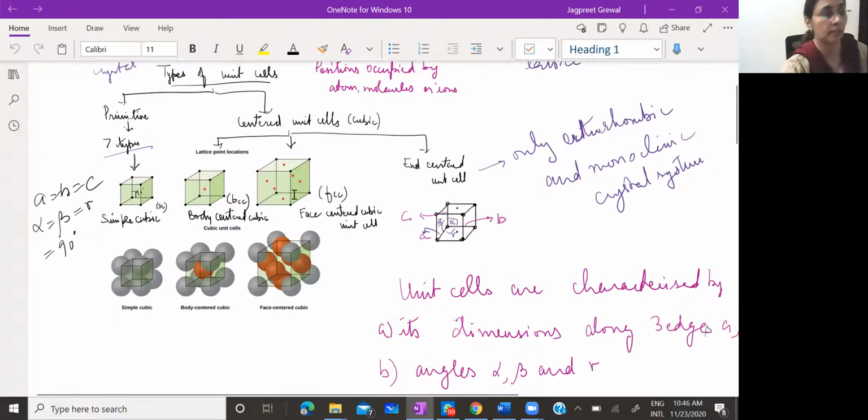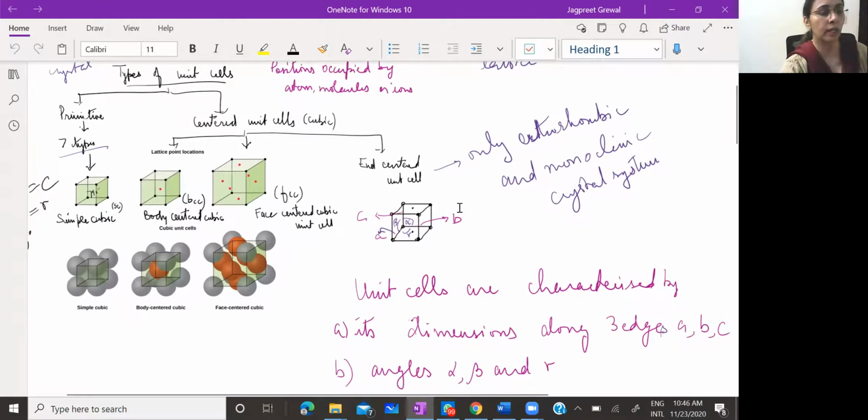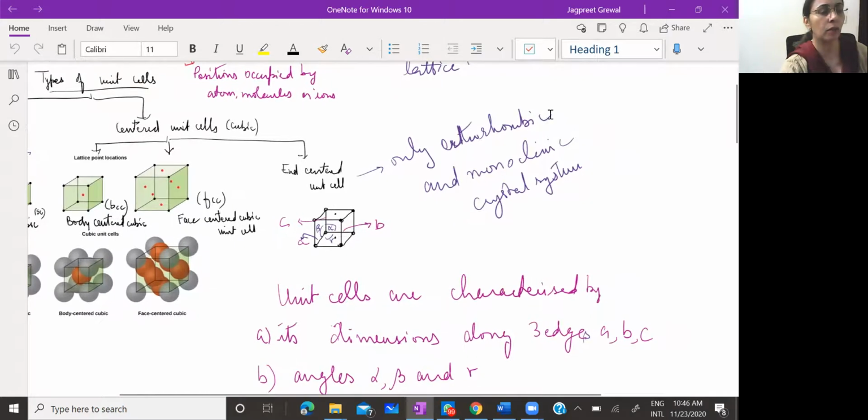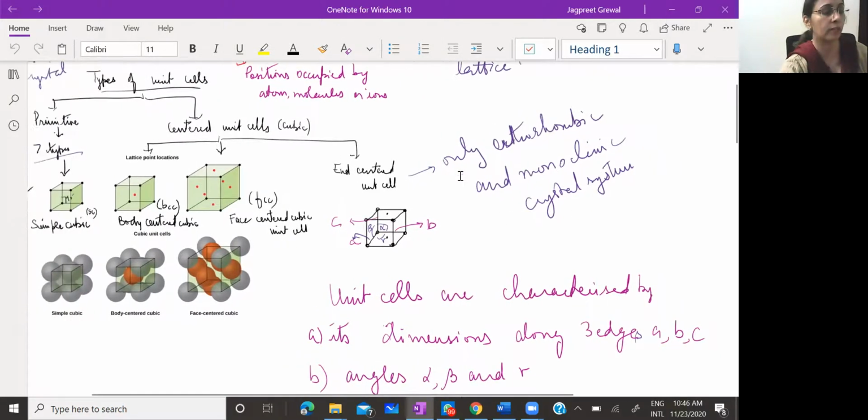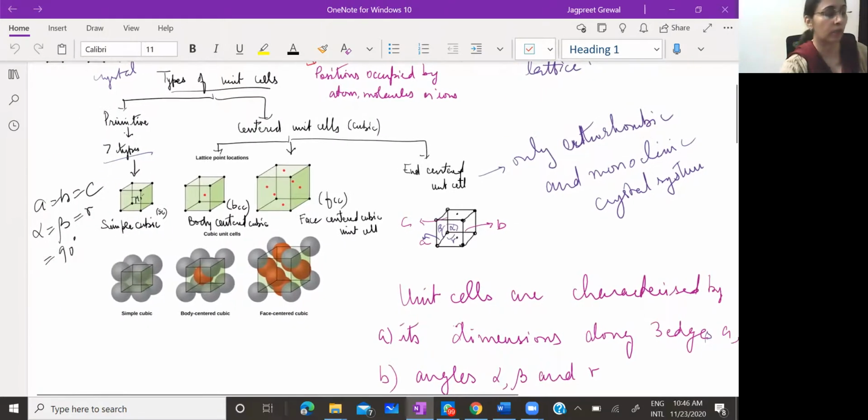A cube has 6 faces. So this is known as a face-centered cubic unit cell, FCC. Then there is also the end-centered. End-centered means the lattice points are present only at two opposite faces of the cube. Okay, so this is very rare. It is only found in orthorhombic and monoclinic crystal systems. Otherwise, you don't come across it much.